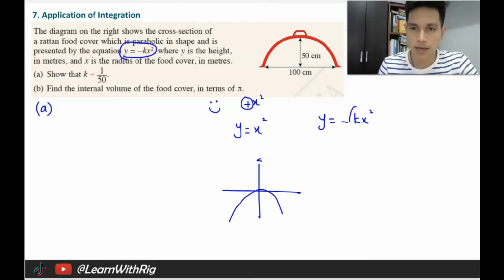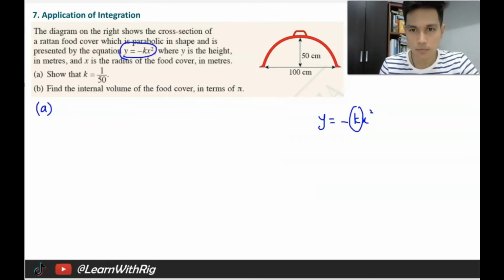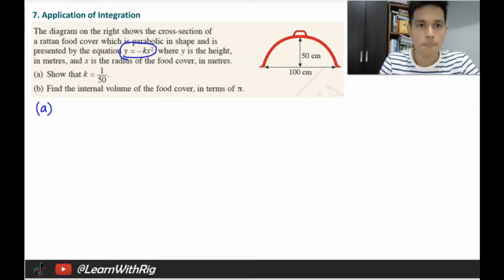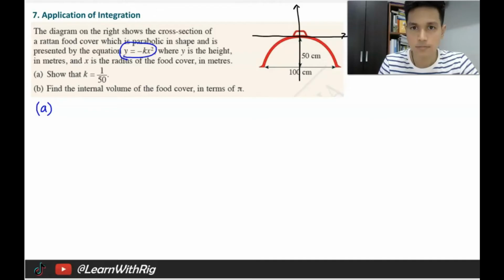Okay, and this k here only shows how steep the graph is. It can be sharp or it can be a fat one, we don't know, based on the value of k. So from here, you can already know how the graph looks like. Okay, so because it is negative kx square, you can actually draw your axis here. It's going to be like this. Something like this. Okay, this is your axis.